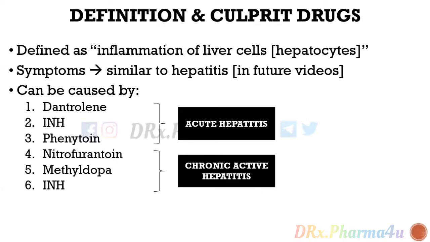Nitrofurantoin, methyldopa, and isoniazid can cause chronic active hepatitis. Nitrofurantoin, as you know, is used in urinary tract infection. Methyldopa is actually an antihypertensive. It was initially the first-line choice for hypertension in pregnancy, but now it is the second-line choice. And isoniazid, as you know, is an anti-tubercular agent.